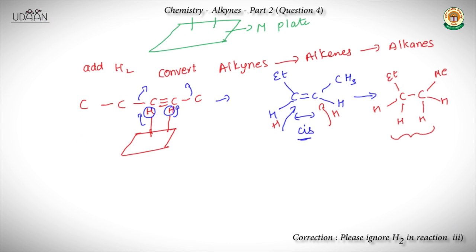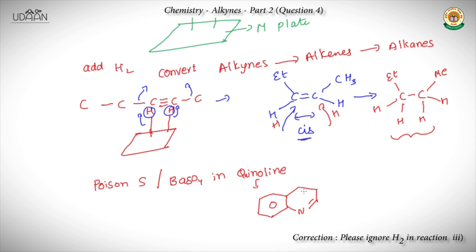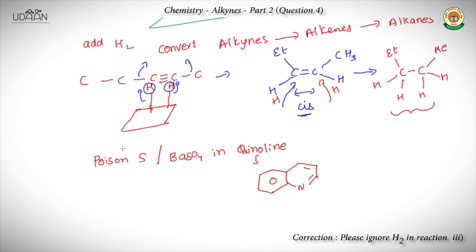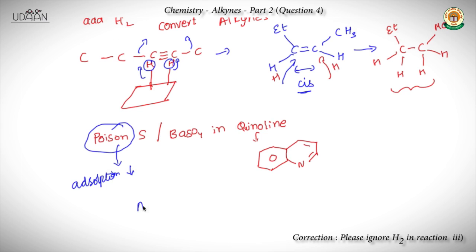Now let's look at the second reaction, that is poison sulfur or barium sulfate in the presence of quinoline. I'll draw out the structure of quinoline for you, because they may ask this structure sometimes. You have nitrogen here, and you have poison here, which indicates that the adsorption capacity of it is decreased. So what happens is, this converts alkynes to alkenes, but it won't convert alkenes to alkanes.